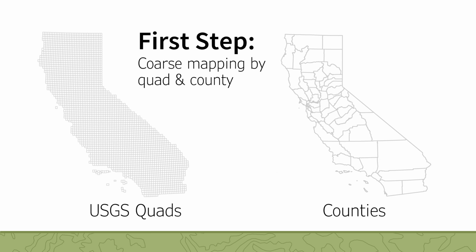The CNDDB has two stages of data processing and sharing. The first step is rapid but imprecise. We review all our incoming data and determine which counties and USGS quads a species is known from. This information is distributed through our Quick View tool. Due to time constraints, some species we track are only mapped at this level of precision.